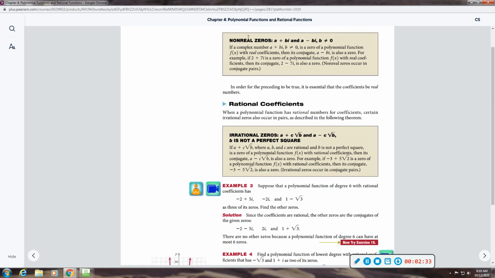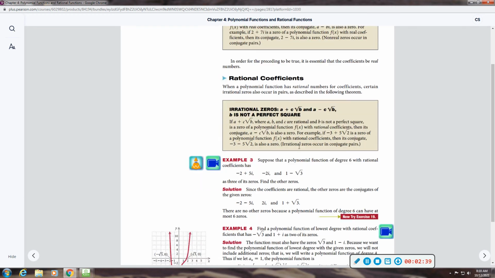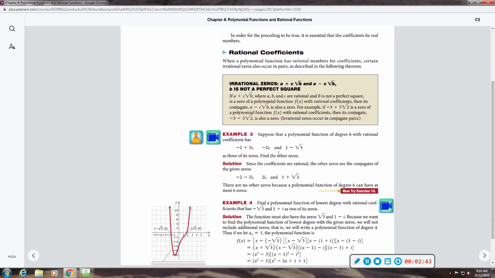This is just giving you some definitions about the complex numbers and irrational zeros. When we have square root terms, again, you get the positive and the negative of it. So they're telling you here we have a polynomial of degree 6. These are zeros. Can you find the other ones?